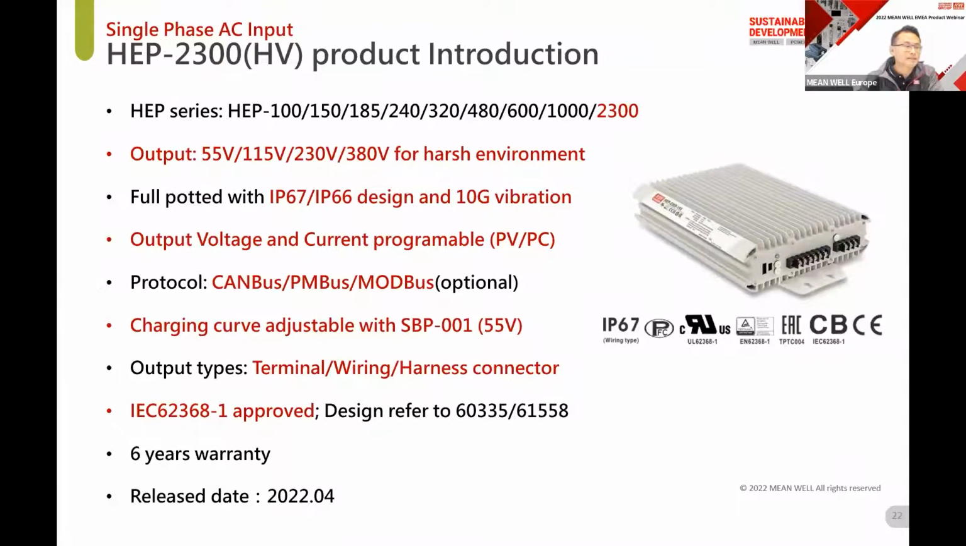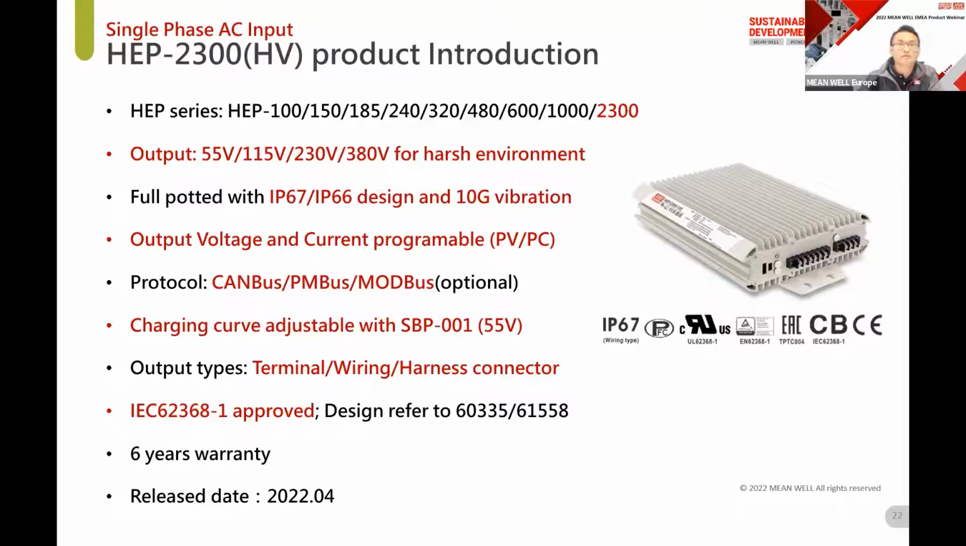HEP series is designed against a harsh environment. The enclosure of the HEP 2300 is a fine-shaped design, and the inside body is fully potted. Regarding the wire type, from this photo, you can see the model is a terminal type. HEP also has a wire version with the IP67 protection.